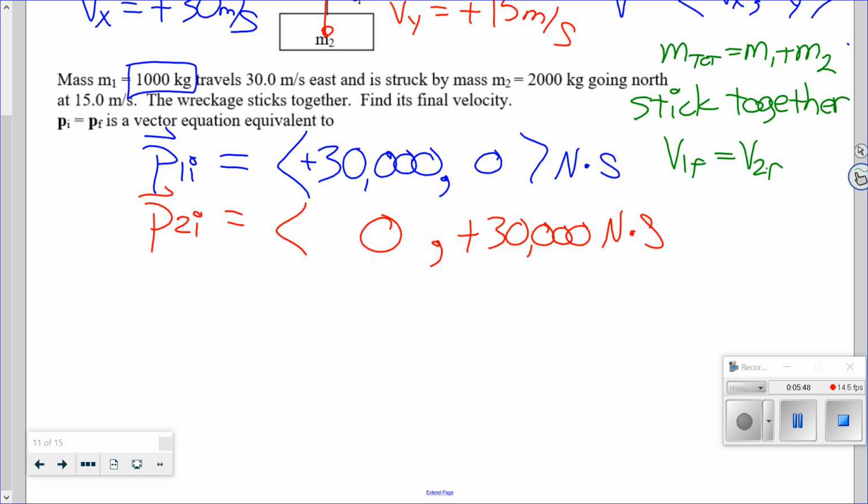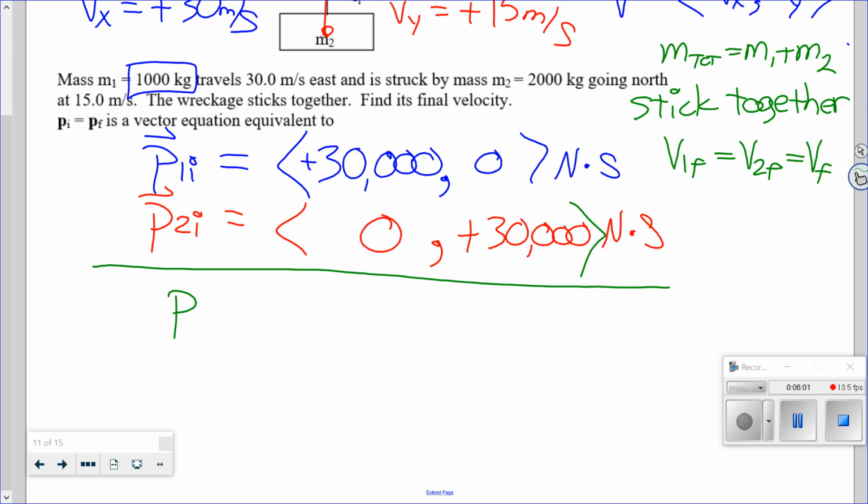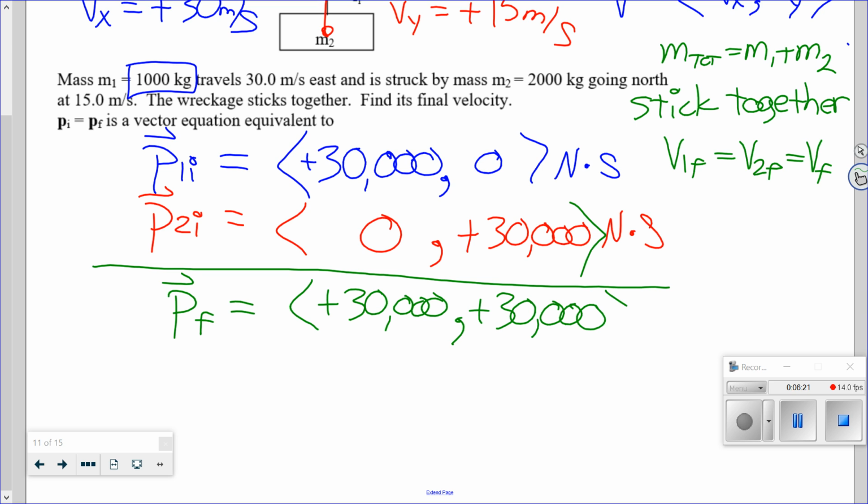So when we might have done a momentum equation, momentum is conserved, I can't get rid of any, whoops, and I forgot a bracket right there. I just have to have P final. I don't have to have 1 final, 2 final, or anything. They stuck together. So I just have 30,000 in each category. Okay, this is like P final X, comma, P final Y.